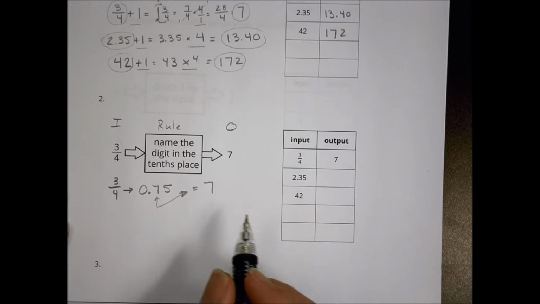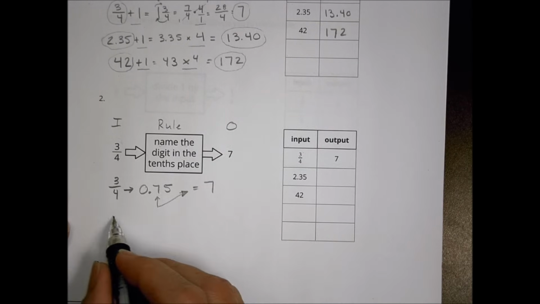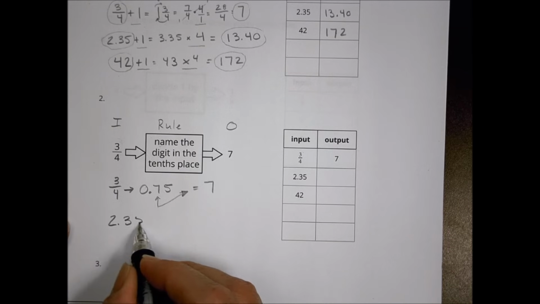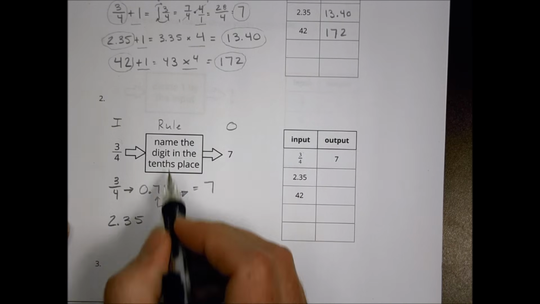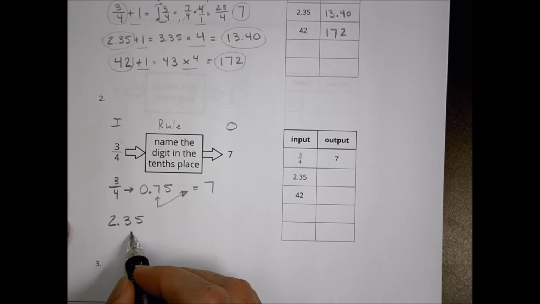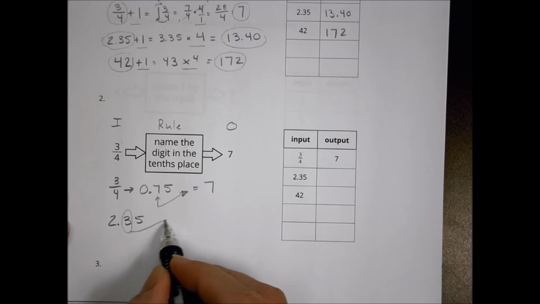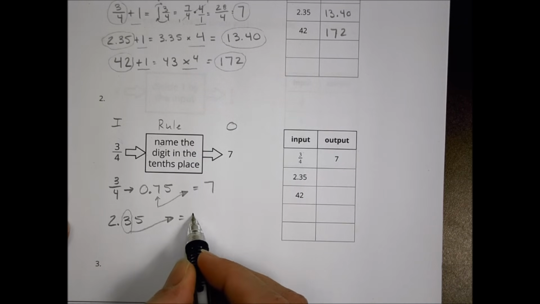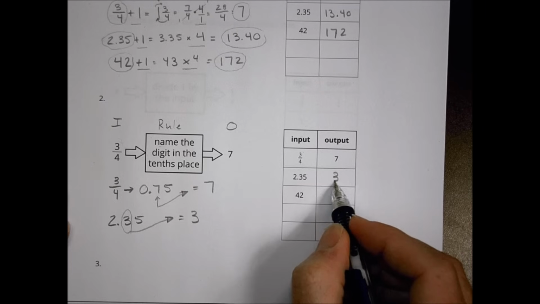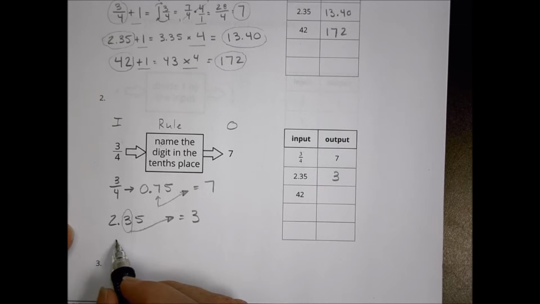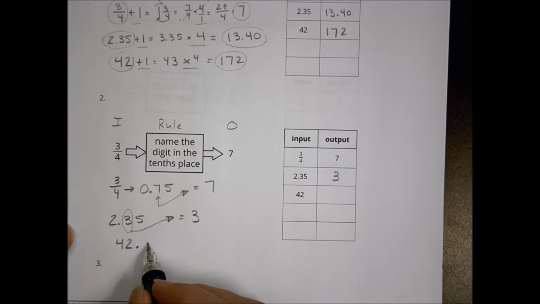All right, let's take a look at the next value. We have 2.35. Our rule is name the digit in the tenths place. The tenths place is right here, so we would say the digit in the tenths place is going to be 3. And then for 42, we have 42.00.